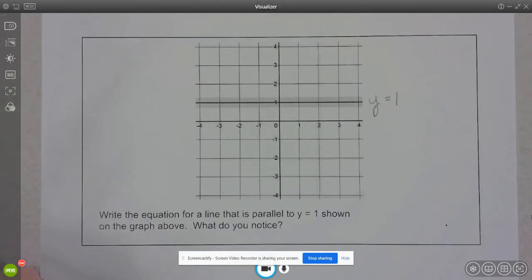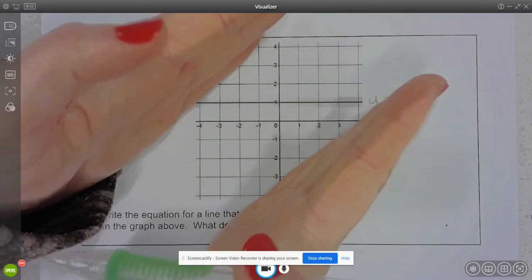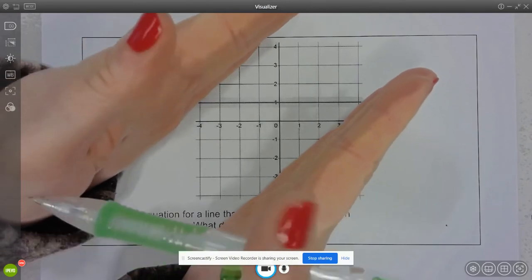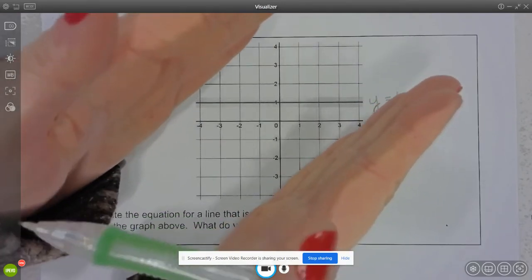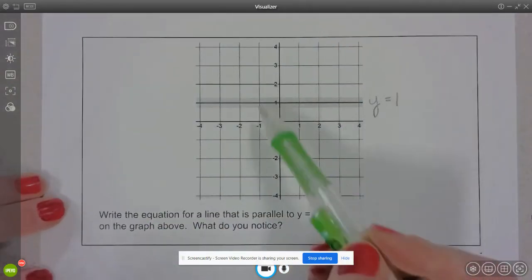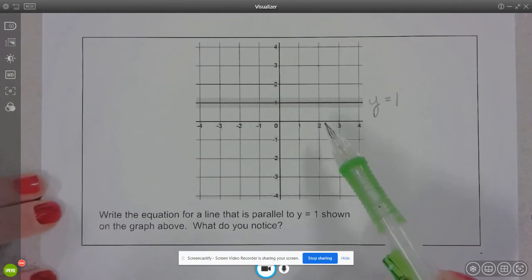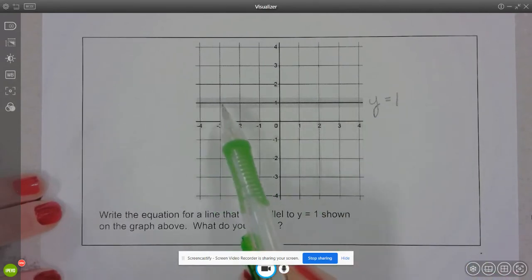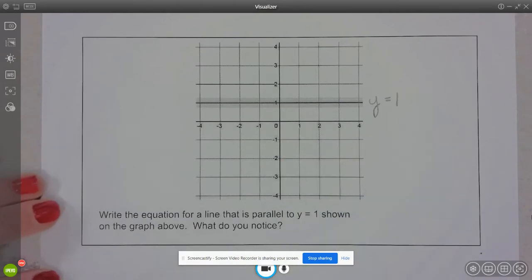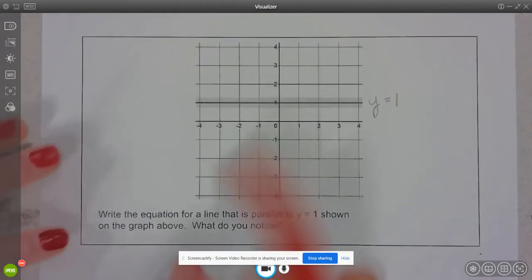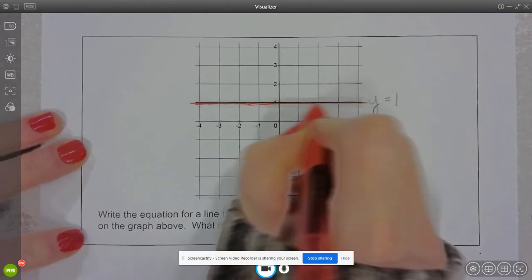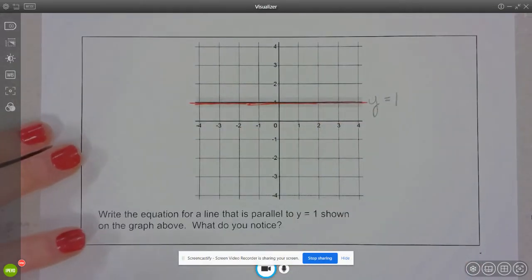And in order to be parallel, if you think about streets that run parallel in a city, for example, they run this way and you're never going to get to an intersection between those two roads because they run next to each other the whole time. So if I'm going to write the equation of a line that's parallel to this one, I need to find another line that's y equals some number that's going to run the same direction as y equals 1. And just to make sure you can actually see this, this equation is y equals 1, this line right here. I know it might be hard to see. So there's y equals 1.